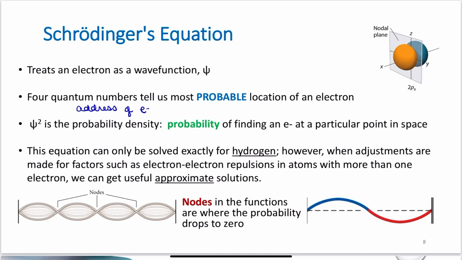The Schrödinger's equation can only be solved exactly for hydrogen. However, when adjustments are made for factors such as electron-electron repulsion in atoms with more than one electron, we get useful approximate solutions. And there's also a node in the function where there's zero probability, where the probability of finding an electron drops to 0.